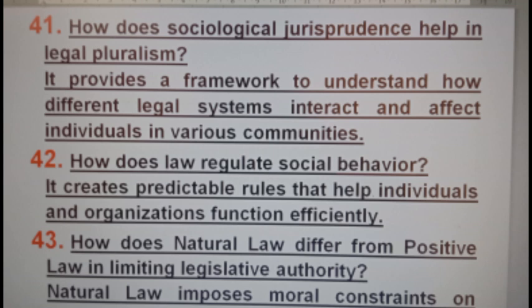How does sociological jurisprudence help in legal pluralism? Sociological jurisprudence provides a framework to understand how different legal systems interact and affect individuals in various communities. How does law regulate social behavior? Law creates predictable rules that help individuals and organizations function effectively.